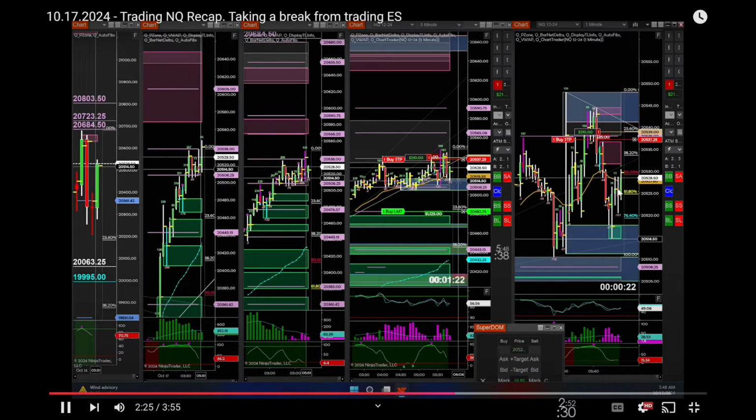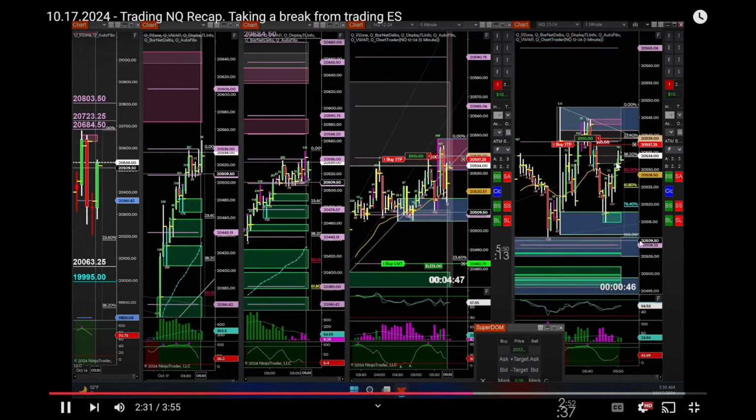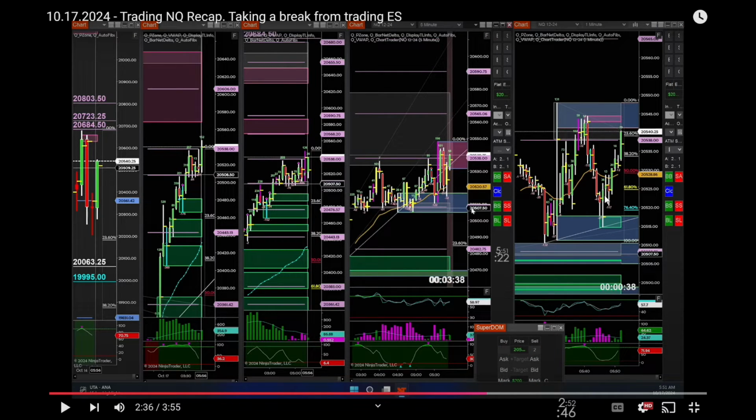Okay, so you see buyers stepping in here. It's going to test the zone, it's going to reject the zone, and then eventually a lot more buyers were stepping in here and eventually stopped me out. Yeah, I made $10 there, by the way.